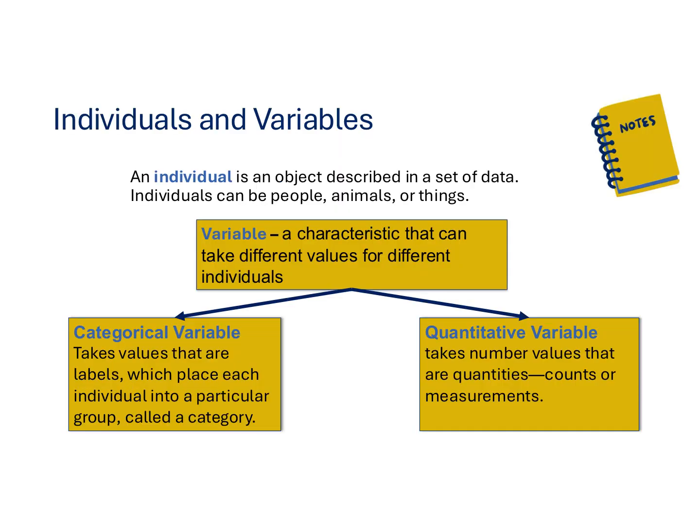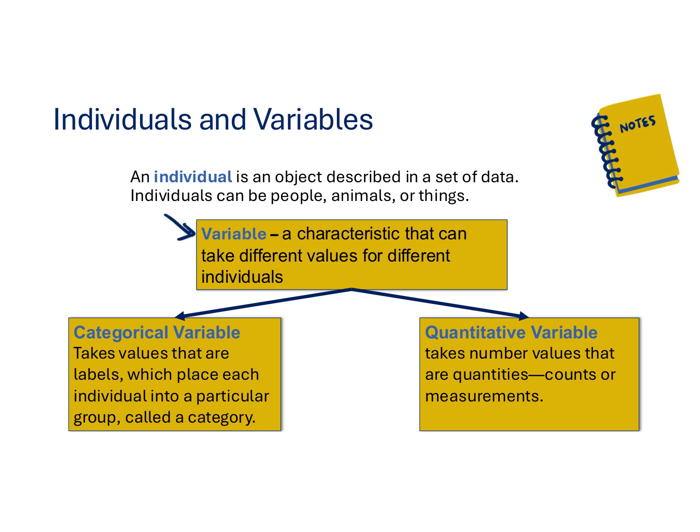First, let's start by defining an individual. An individual is an object that is described by a set of data. That can be anything: people, animals, things. So oftentimes in this class, when we talk about individuals, we'll be talking about people that we gather data from. But we could be talking about trees. We can gather different pieces of data from trees, or sometimes of animals like your pets.